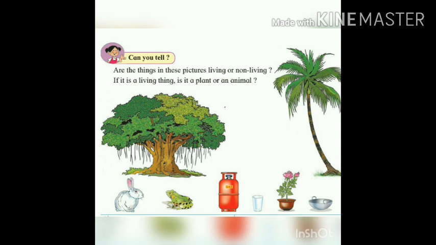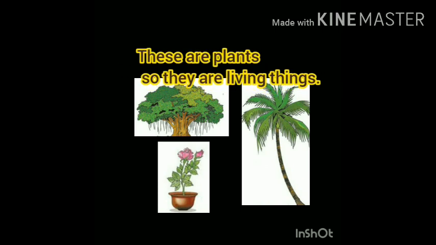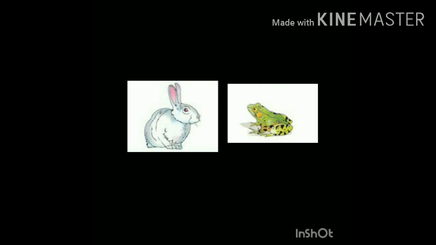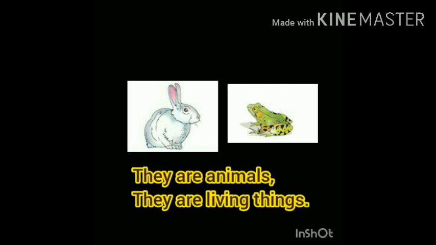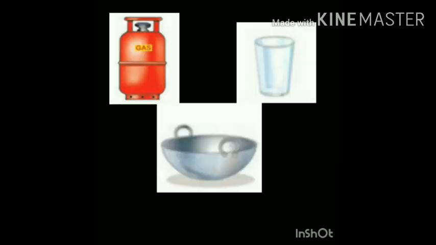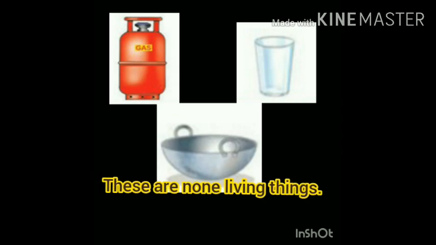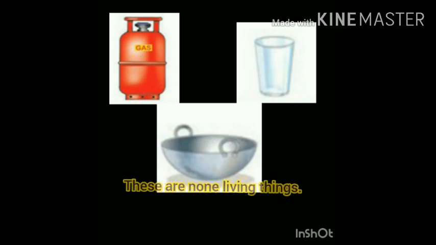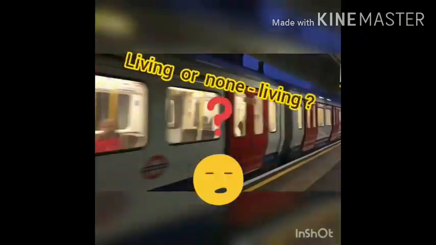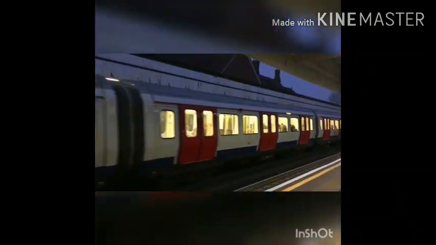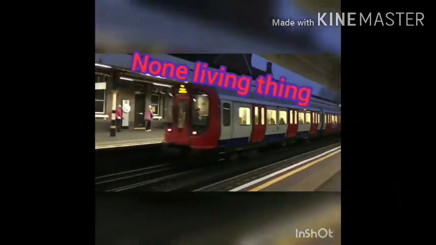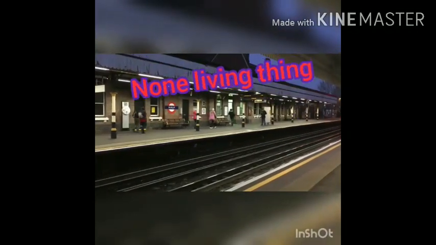Look at this picture. Are these living or non-living things? These are plants, so they are living things. And these are animals, so they are also living things. But these are non-living things. Now look at this train. Is it living or non-living? It can't move on its own, so it is a non-living thing.